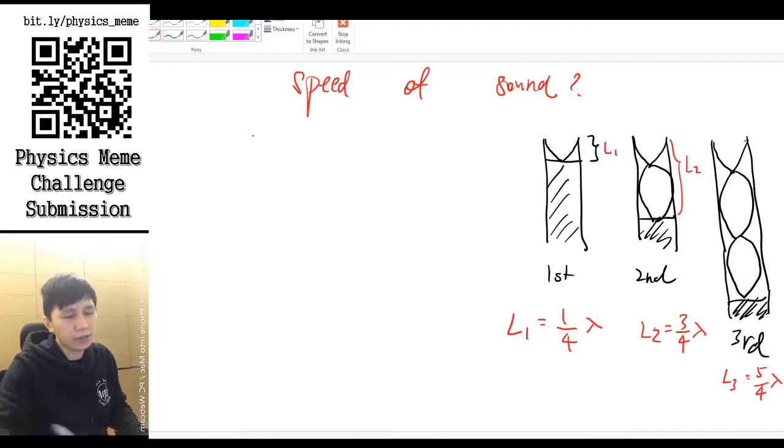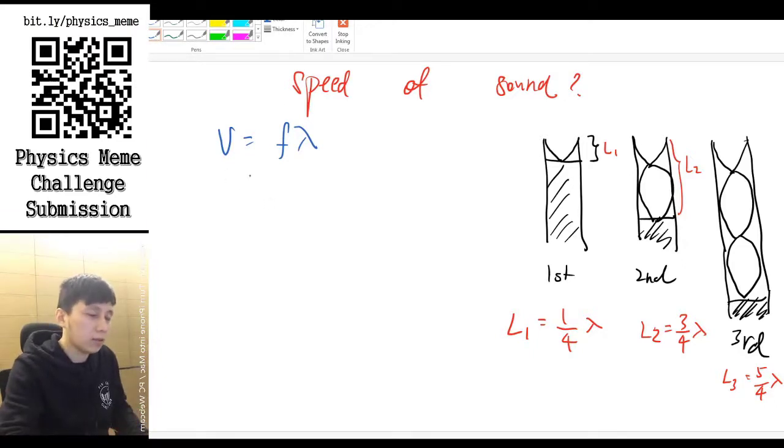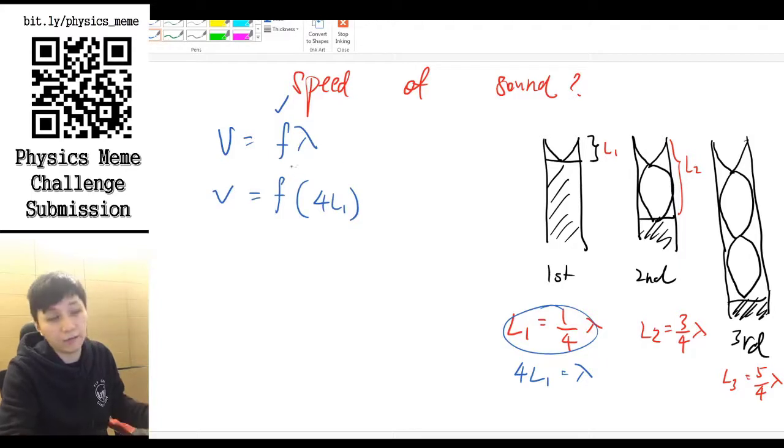And so again, since we always know v equals f lambda, which is the wave equation, a very fundamental one, and we already know the frequency, if we can simply express lambda, then we can find it. Lambda is simply, from the first equation, 4L1, so we can substitute f and also lambda as 4L1. Then we can find v, because f is known and L1 is known.